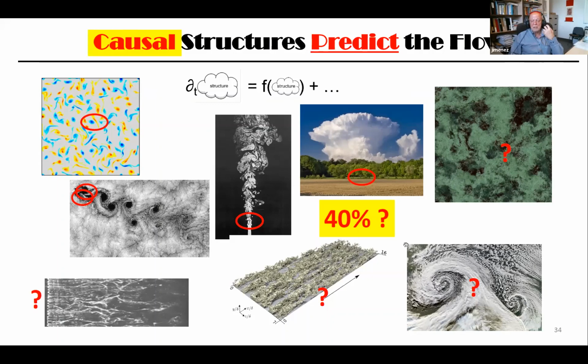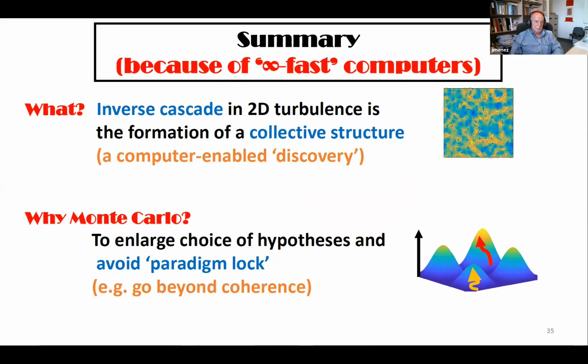This is the interesting thing that is happening now. We are able to find these things because we have cheap computers and we can test many hypotheses. So let me go to the end and let me summarize. There was one part of the talk that had to do with two-dimensional turbulence. It found something that to me was interesting. I really didn't know about these large scales. And now I think I know about them.